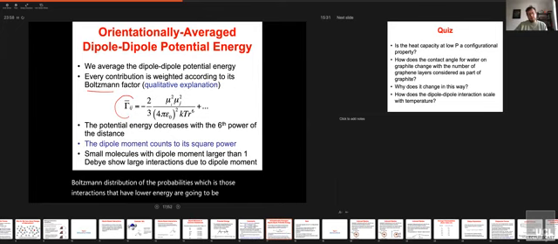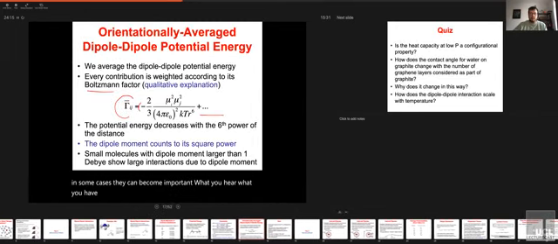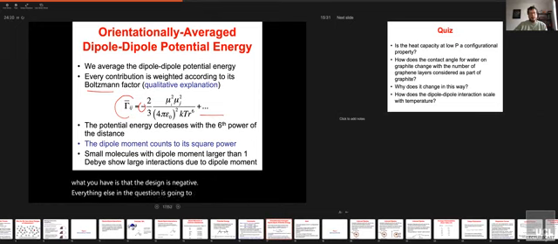And what you see is that, first of all, this is an expansion. So here we only have the first term. There are going to be other terms here that will be, in general, less important, but in some cases they can become important. What you have is that the sign is negative. Everything else in the equation is going to be positive. So this sign tells you that the dipole-dipole interaction is going to always lead to attractions between the molecules. What you have is that these are all constants. This is the distance between the two molecules to the sixth power.